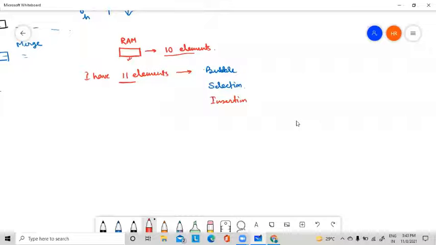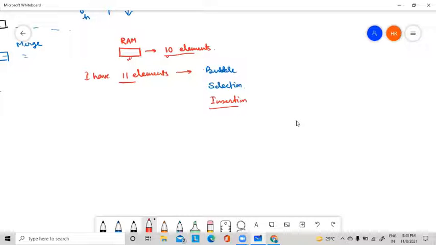Whenever the 11th element comes, I have to put the 11th element in its proper position for this insertion sort, and whenever I am going to put the 11th element in its proper position, I have to shift the other elements. It means one element will be lost due to the limitation of RAM size.